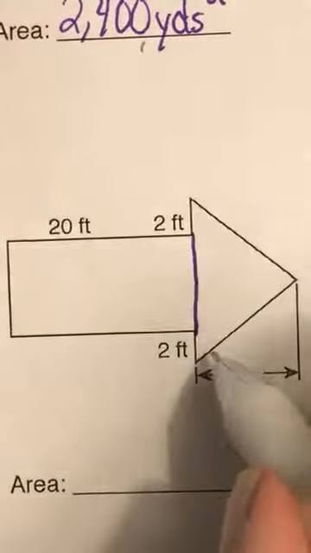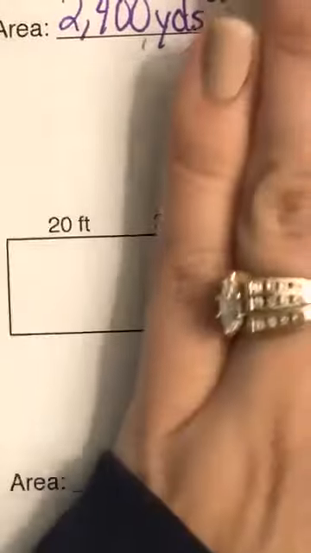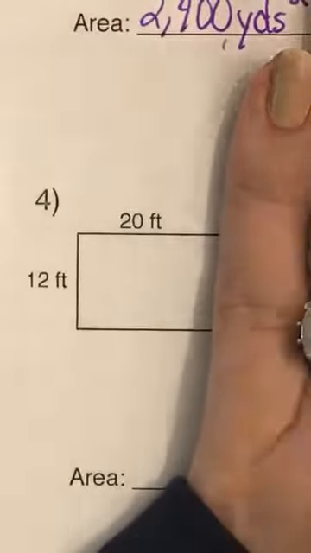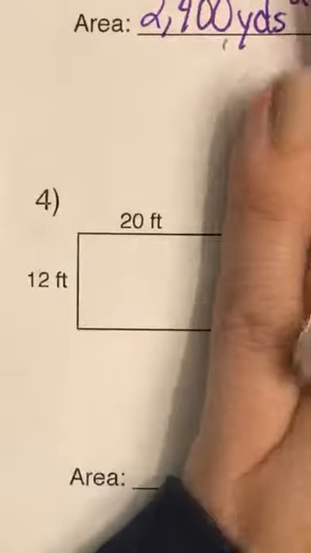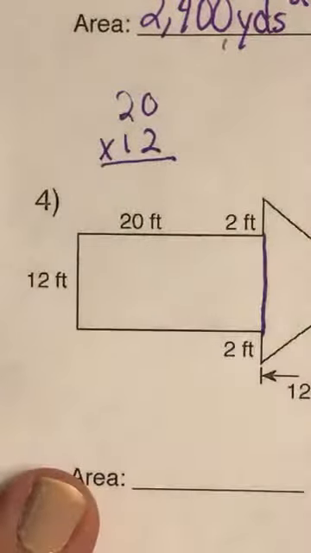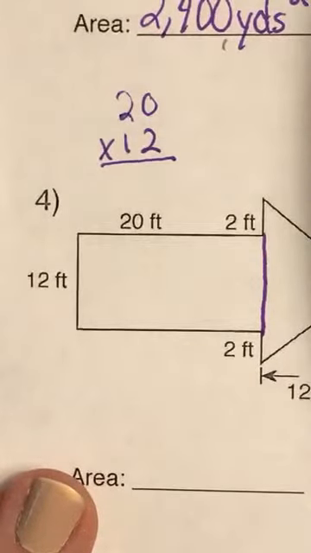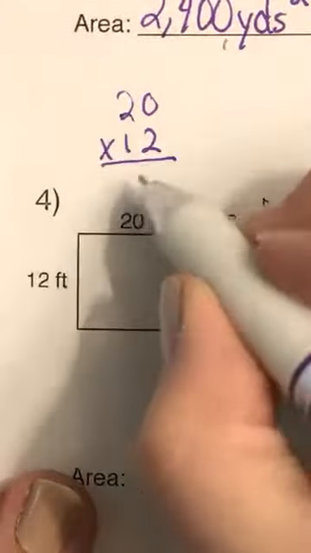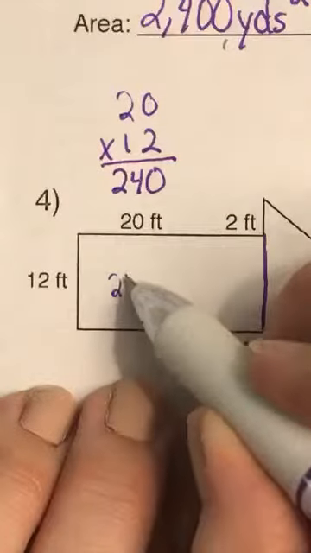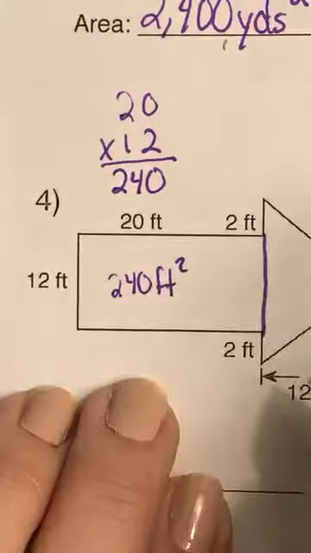Okay. So ignore this stuff over here, look at this rectangle. We've got our length and our width, so we can multiply those two together. It's 20 times 12. Okay, type that in your calculator. You should have gotten 240. Okay, so this is 240 feet squared right in there.